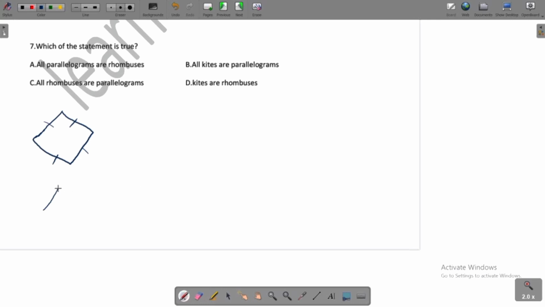This is a parallelogram. In a parallelogram, two opposite sides are equal. Like this and this will be equal. And this and this will also be equal. Whereas in a rhombus, all four sides are equal. And also a kite has two parts. Oh, it's not looking like a kite.